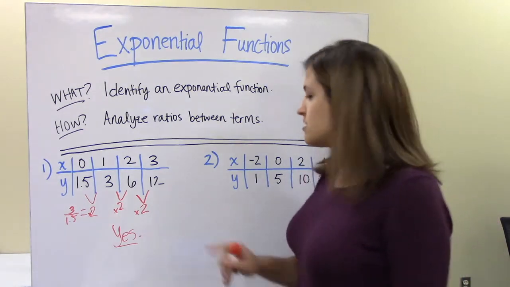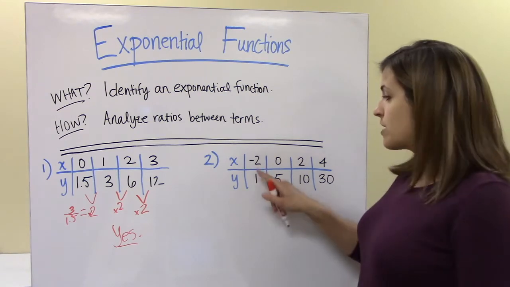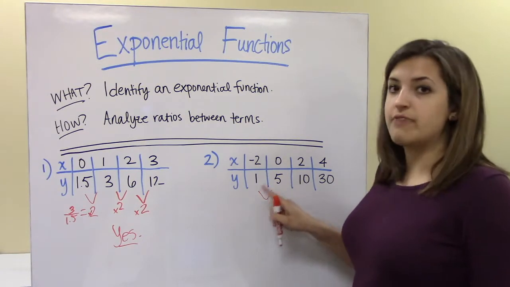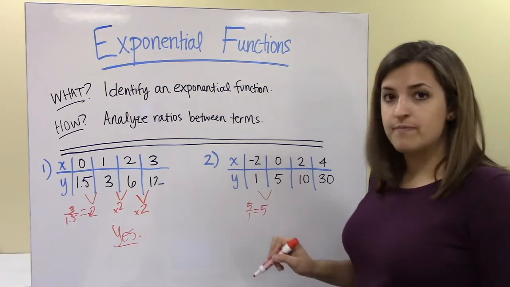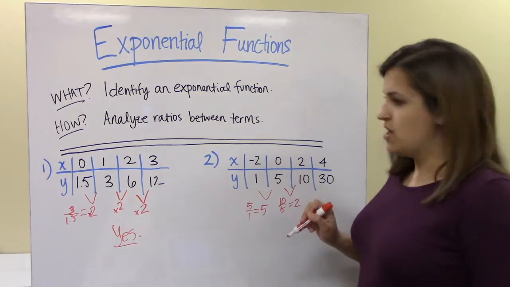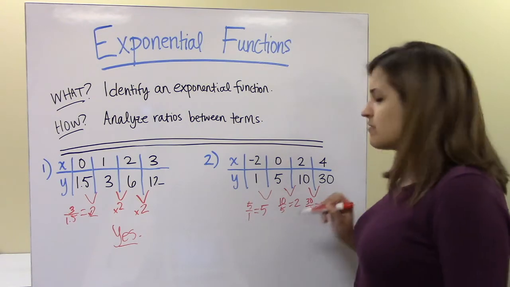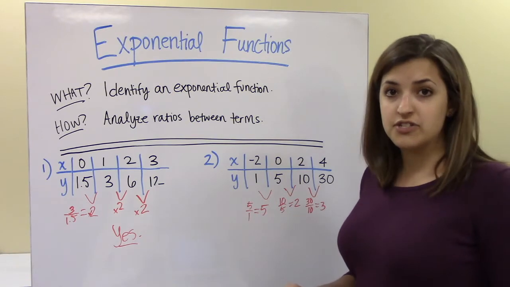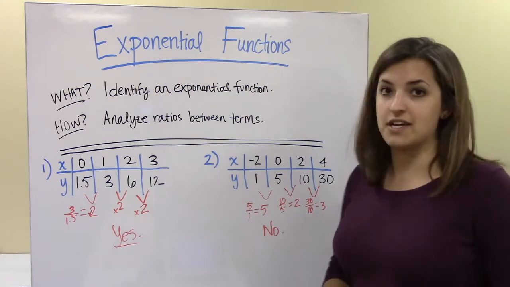Let's look at number 2. So number 2, x still increases by a constant amount. Here we're going up by 2 each time. And let's look at y. Here we're going to take a term and divide it by the one that comes before. So we have 5 divided by 1, which equals 5. How about the next one? 10 divided by 5 equals 2. And 30 divided by 10 equals 3. So our ratios here are not the same. We have 5, we have 2, and we have 3. This one is not exponential because we need those ratios to be the same each time. So no, this one is not.